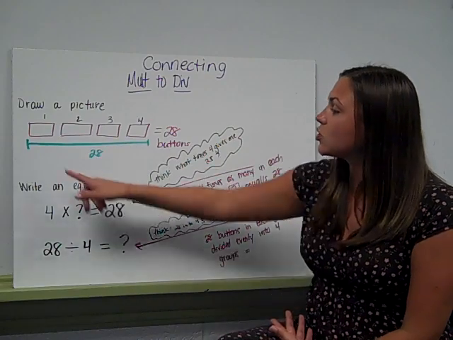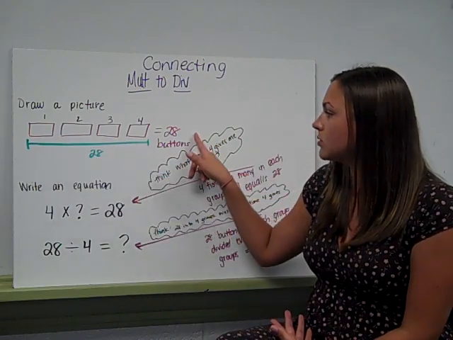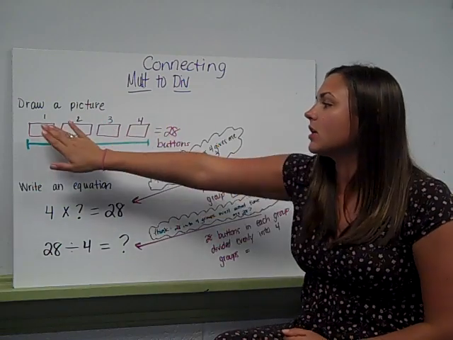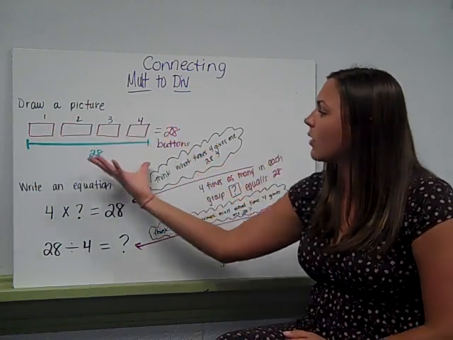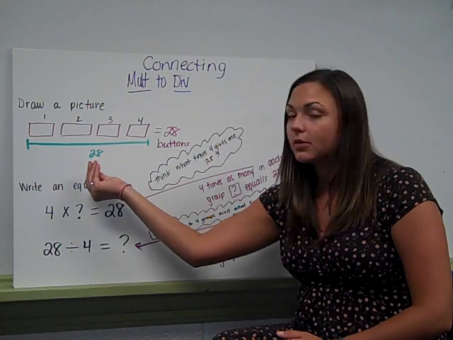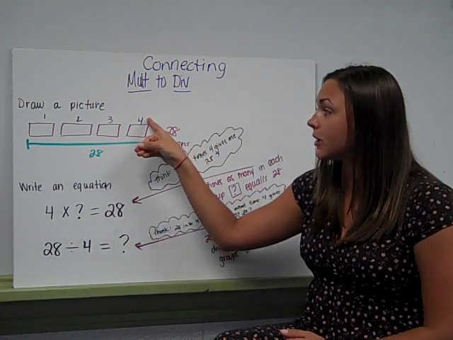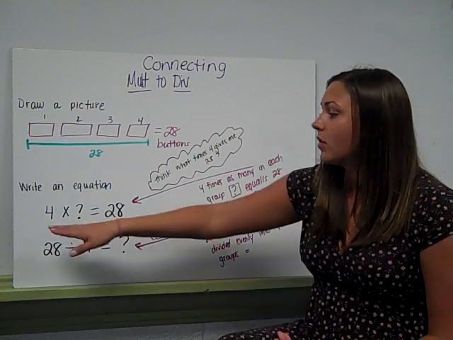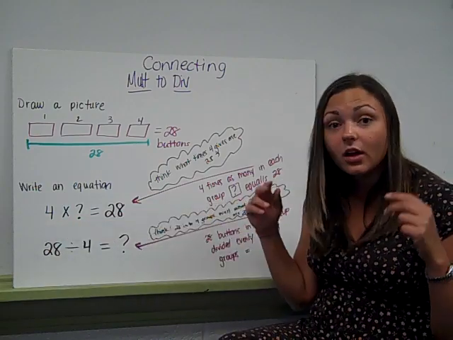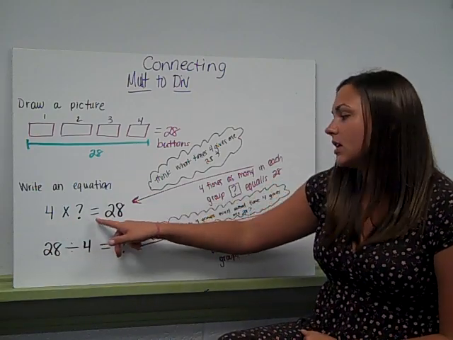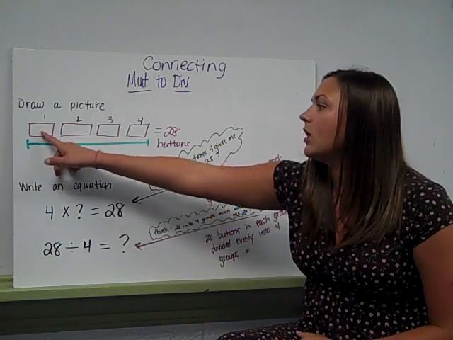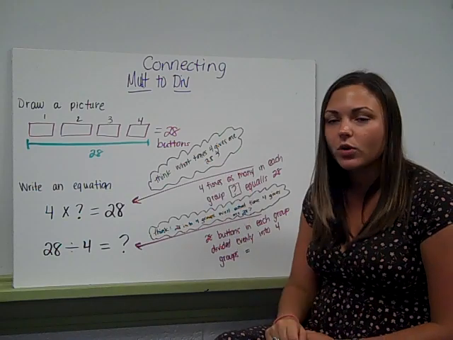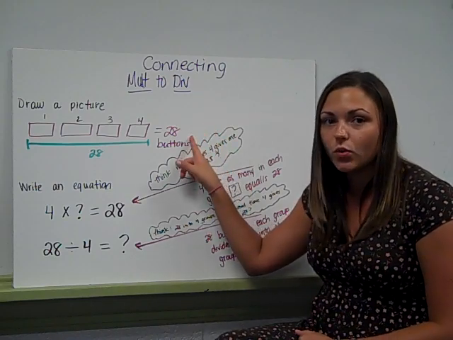So here I have 28 buttons total, and I have 4 groups. What number can go into each of these that when I add it all up or multiply it by 4 gives me 28? So write an equation: 4 times what number, that's why I put a question mark here, equals 28. What number, if I add it up 4 times or multiply it by 4, is going to give me 28 total?